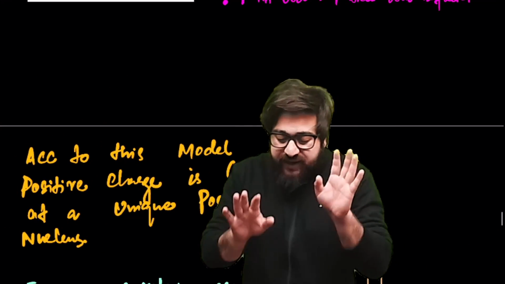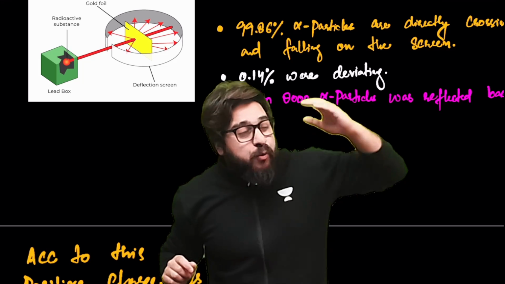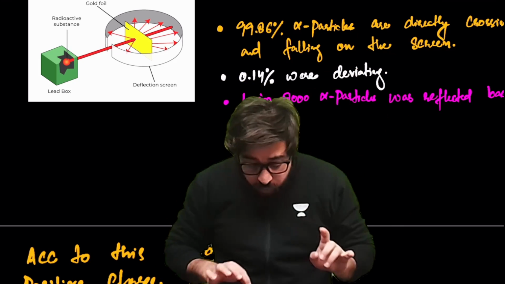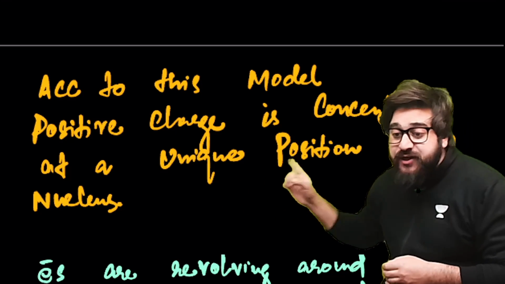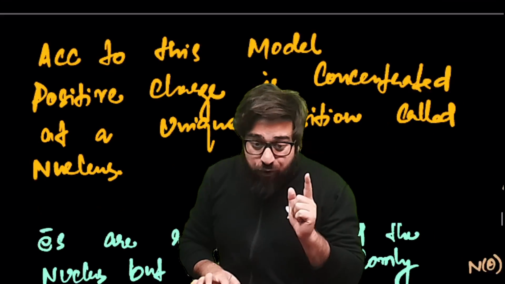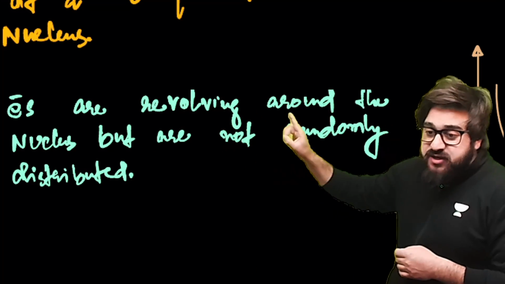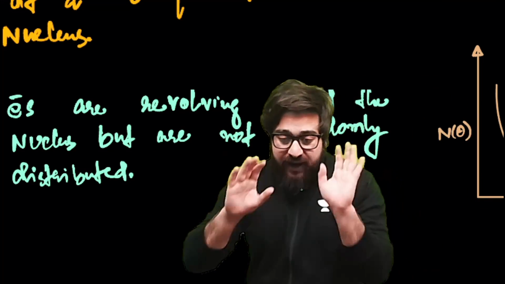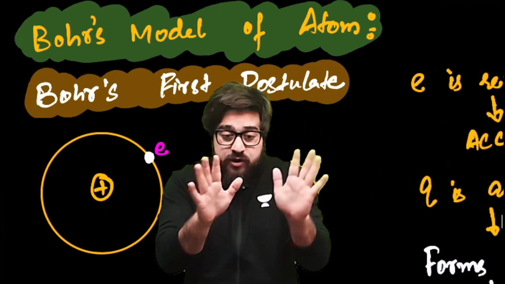This model indicates that the atom is not like a sphere in which positive charge is present everywhere. No. He said positive charge is concentrated at a unique position at the center, called the nucleus. This is contrary to Thomson's model. And electrons are revolving around the nucleus, not randomly distributed. Then comes Bohr's model of an atom.